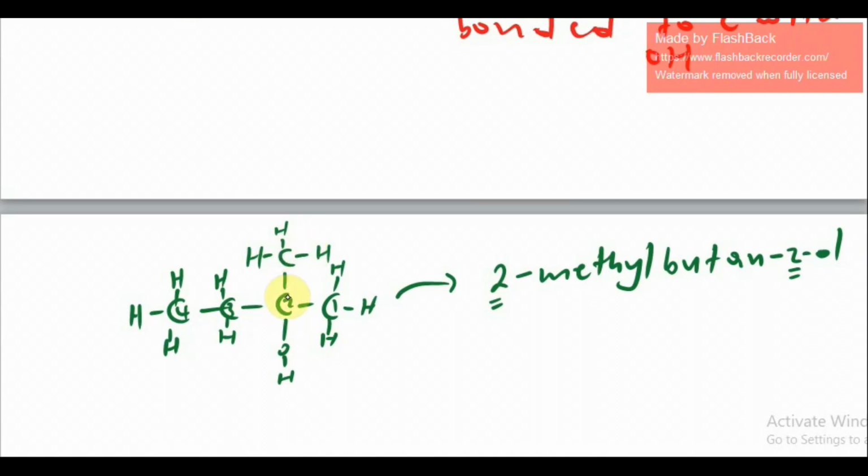Tertiary alcohol. Look at this one. This is the carbon we are talking about with the OH group. There are 3 carbon atoms. Here is the first, here is the second, here is the third carbon atom. There are 3 carbon atoms attached to this carbon. Therefore, this is a tertiary alcohol, right?